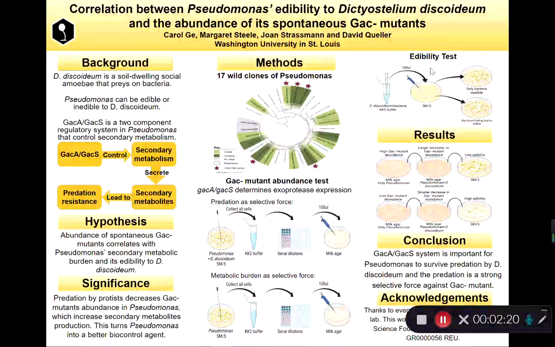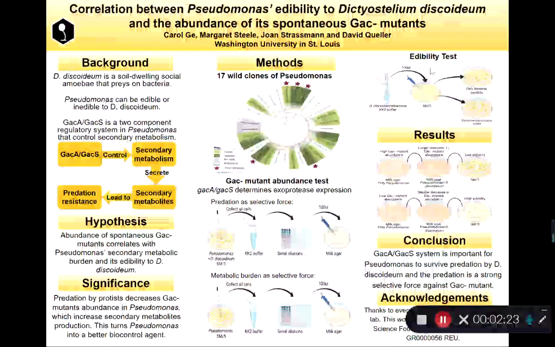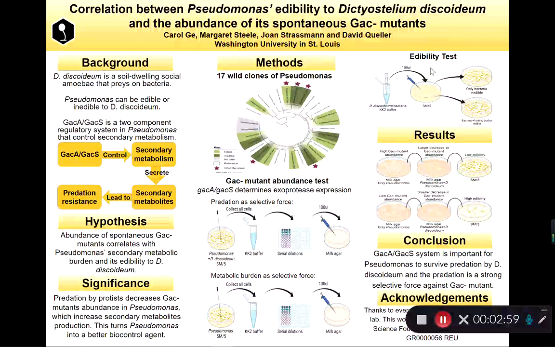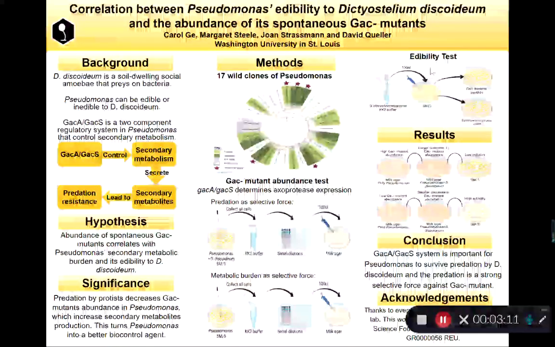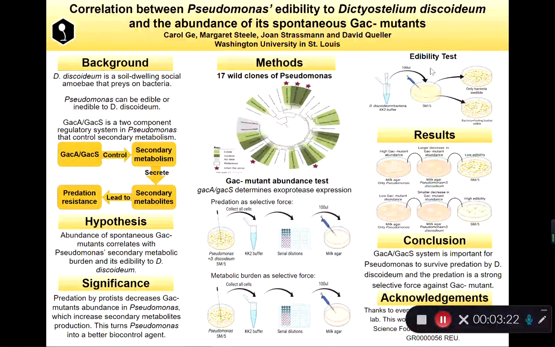For the hypothesis, I'm going to look at the abundance of spontaneous gac mutants and how it correlates with the Pseudomonas secretory metabolic burden and thus its ability to resist dicty. This research is very significant because if the hypothesis is true, predation by protists, for example dicty, can decrease the gac mutant abundance in Pseudomonas, which means it will increase secondary metabolite production. This can turn Pseudomonas into a better biocontrol agent, as many studies have shown that Pseudomonas can live with plants and secrete many different chemicals from their secondary metabolism that help the plant grow and defend against pathogenic bacteria and fungi.